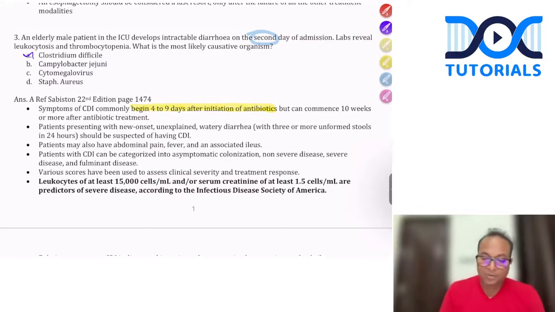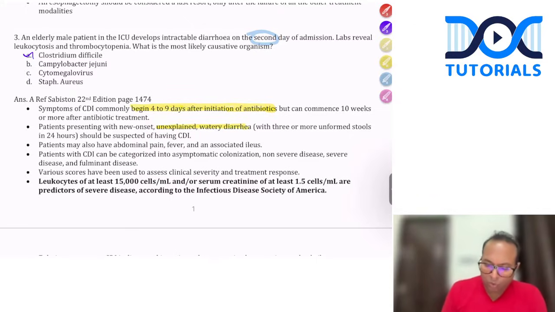So patients presenting with new onset unexplained watery diarrhea, 3 or more unformed stools, should raise suspicion of Clostridium difficile infection. Patients may also have abdominal pain, fever, and ileus. Patients with CDI may be categorized into asymptomatic colonization, non-severe disease, severe disease, and fulminant disease.